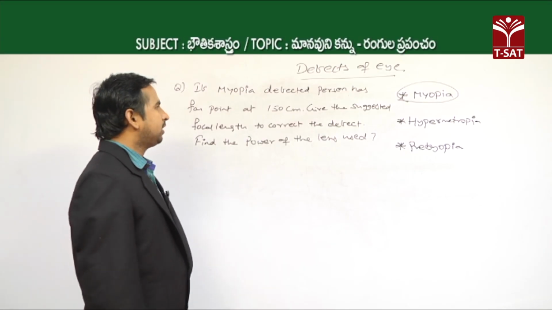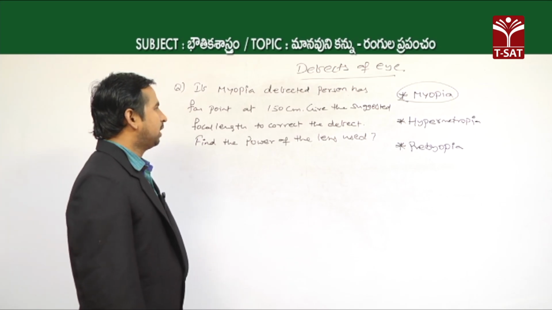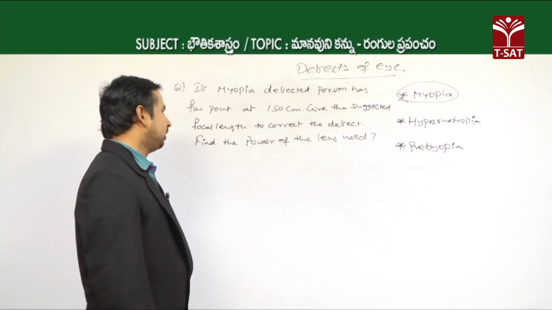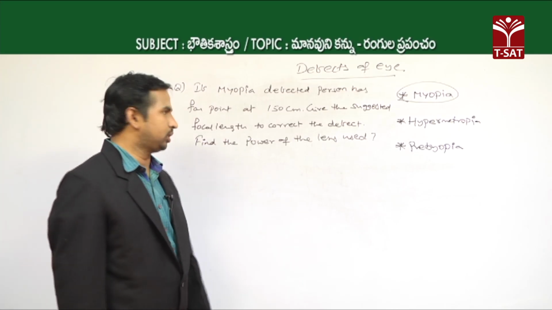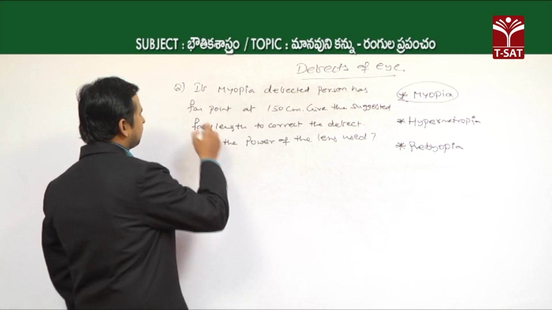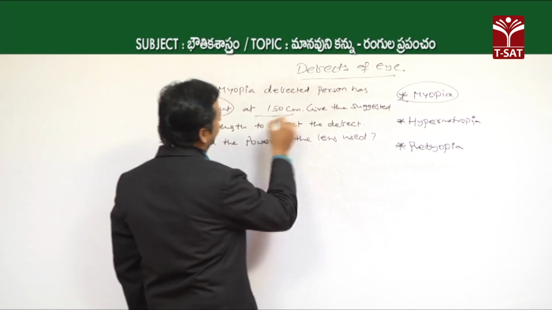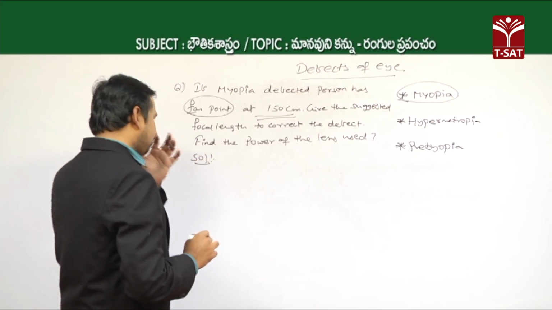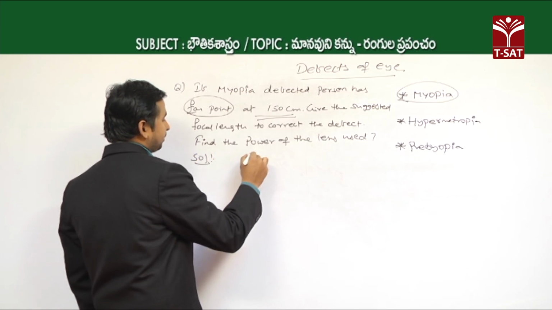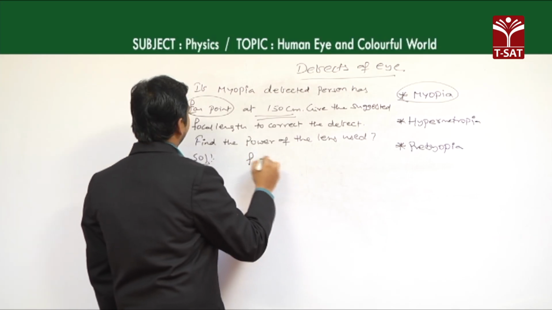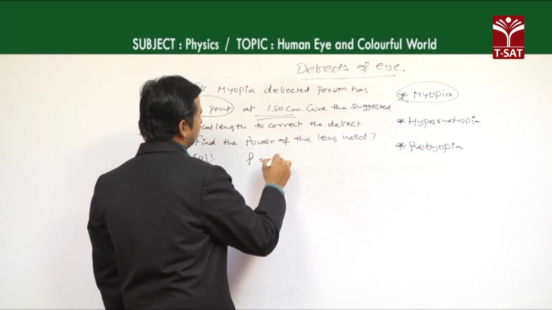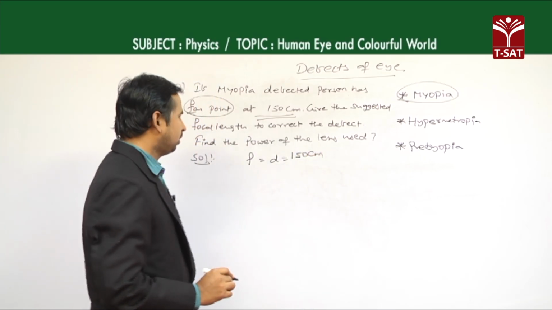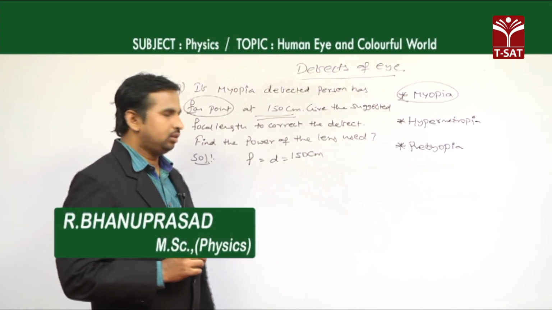If a myopia-affected person has a far point of 150 centimeters, give the suggested focal length to correct the defect and find the power of the lens used here. As it is given, the far point distance d is equal to 150 centimeters, which is nothing but the far point distance.